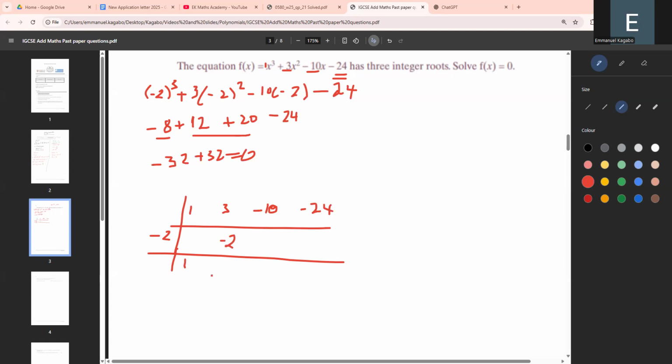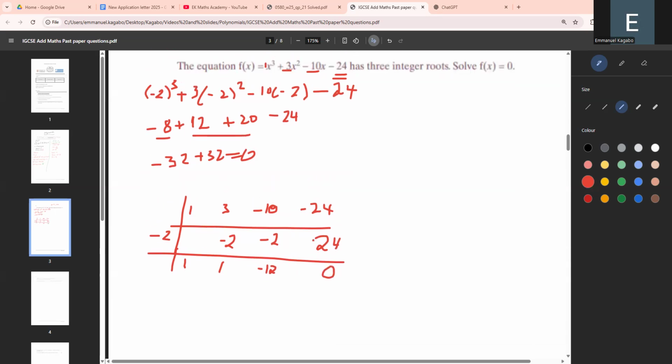Then you add. 3 plus negative 2 will give me positive 1. Negative 2 times that gives me negative 2. Add negative 10 plus negative 2 will give me negative 12. So then negative 12 times negative 2 will give me 24. So when I add negative 24 plus 24 will give me 0. You see, the remainder is 0.